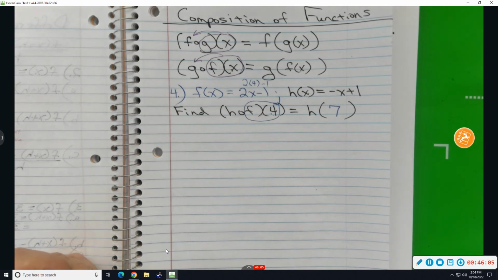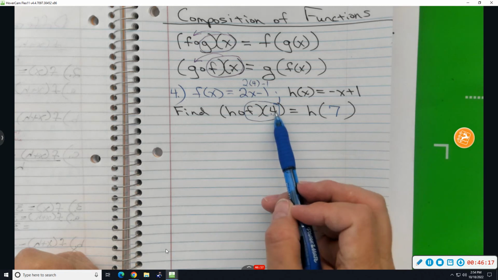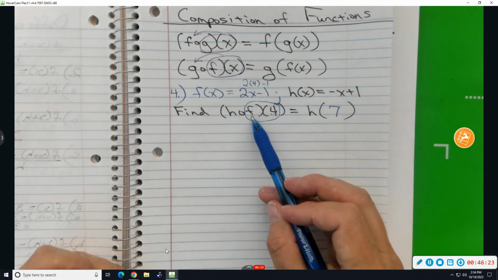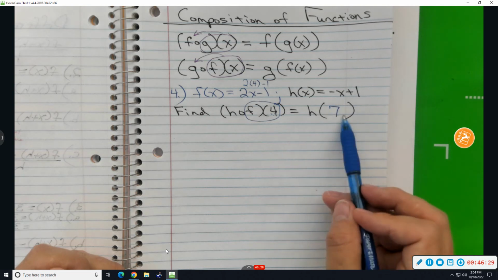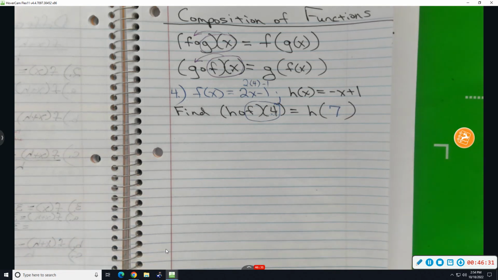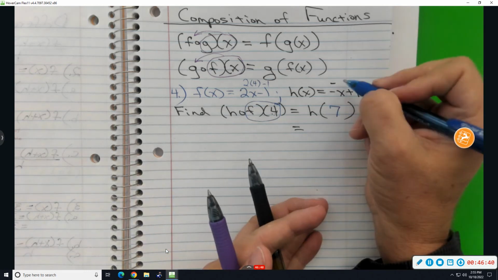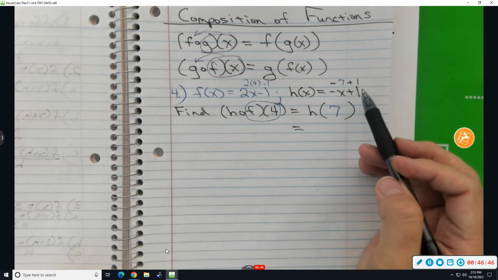Composition of functions, I hate to say it, it's one of those things where students have the best success when they don't try to write down every single step. This is saying F of 4. You know how to find F of 4. You go up here, plug in the 4, 8 minus 1. So in place of that F of 4, you have a 7. What is this thing saying to do? We know how function notation works. Replace the x in H of x with 7. So we come up here to H, replace the x with the 7. And because it's negative x, it will be negative 7 plus 1, which equals negative 6.